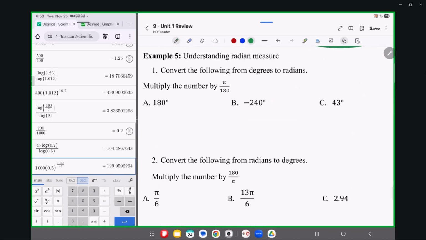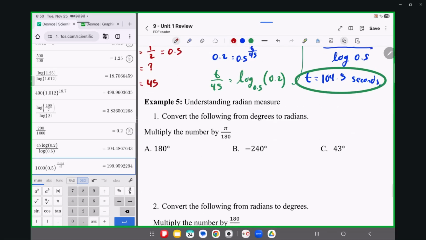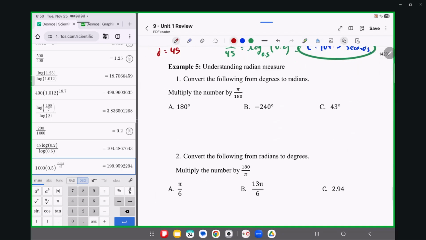Last one, and I see we're low on time, but we should be able to get these finished up today. Example 5, we're going to convert the following from degrees to radians. So all we need to do is take this 180 degrees, this negative 240, and this 43, and just multiply it by pi over 180. That's it.